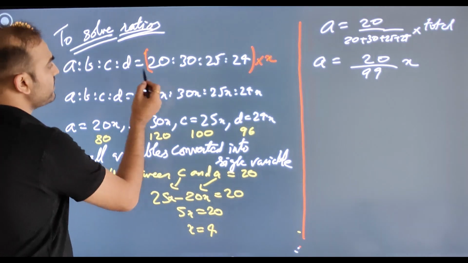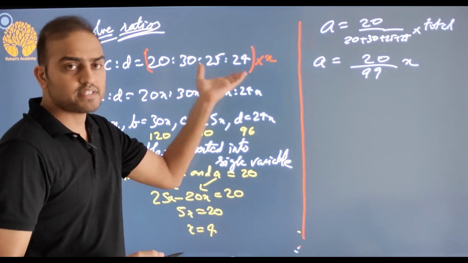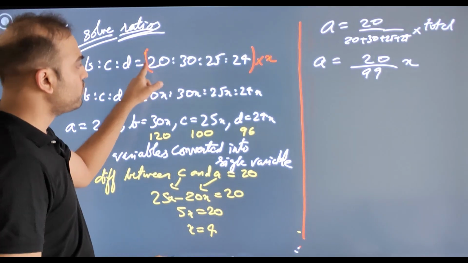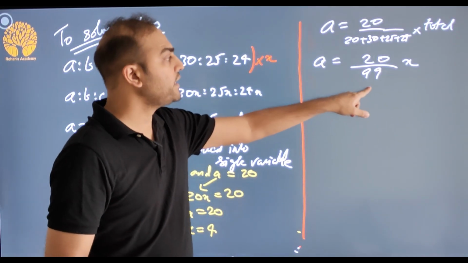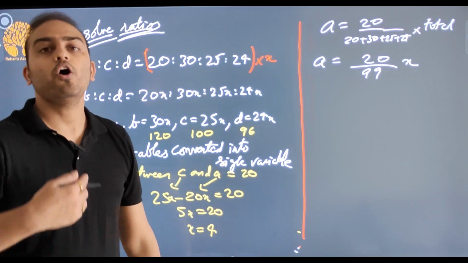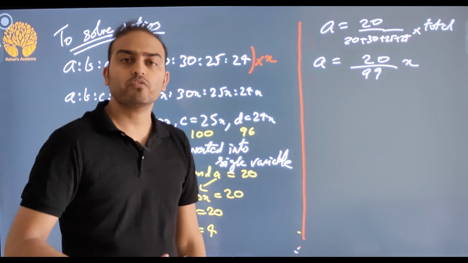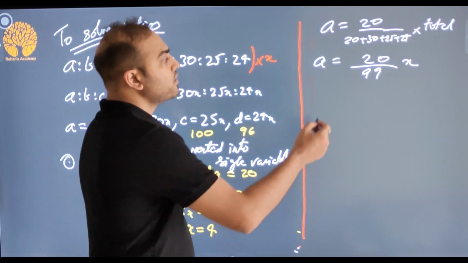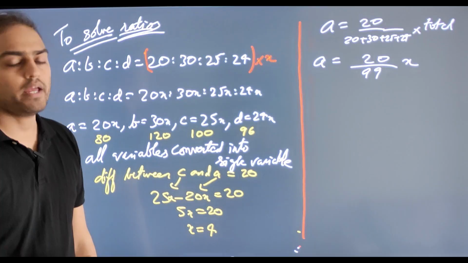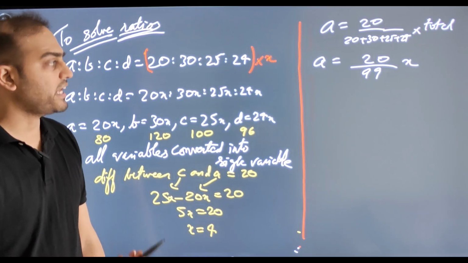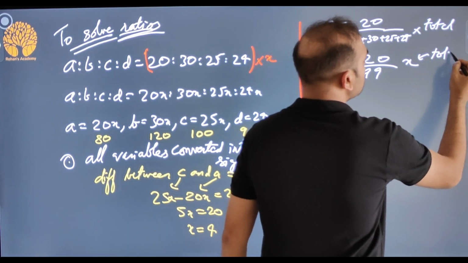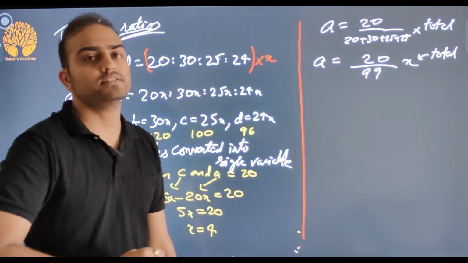See, if A, B, C, D are 4 numbers in this ratio, then if I do the total of it, the total is 99. A takes 20 out of those 99 parts. The share of A is 20 out of those 99 parts. So A is 20 by 99 times x. Now here the meaning of x is the total.